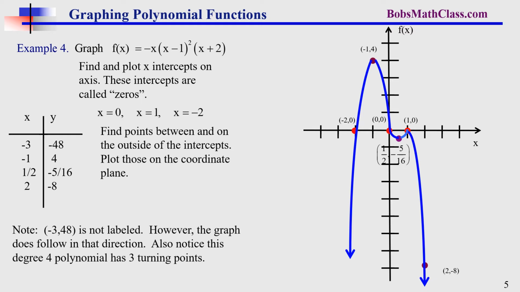So therefore, it could have at most 3 turning points. How many does it have? Let's see. It goes from the bottom, goes up, it turns, it comes back down, and then it starts at (1/2, -5/16), it goes back up, so that's 2, and then at (1, 0), it goes back down, so that's 3. So it has 3 turning points.